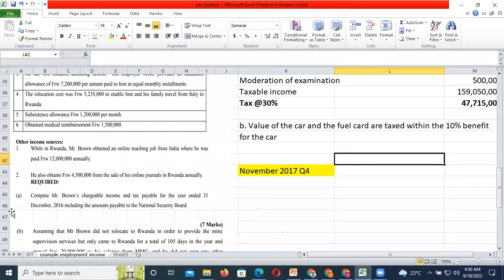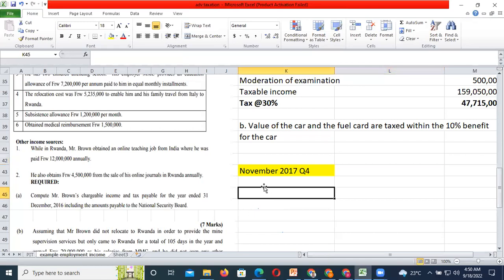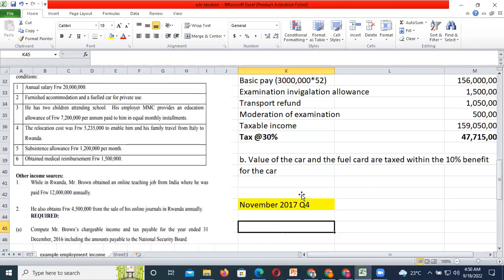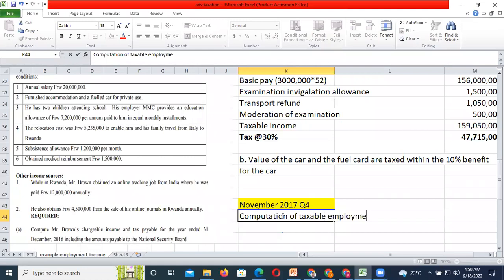Part A, we are supposed to compute Mr. Brown's chargeable income and tax payable for the year ended this, including the amount payable to National Security Board. I think they give few marks and the question is big. So we can still use the same approach that we have used, the computation of taxable employment income.